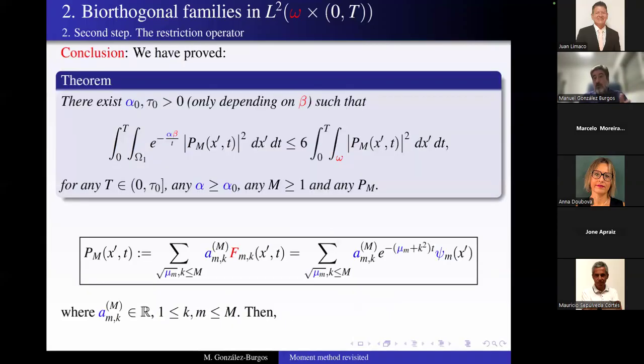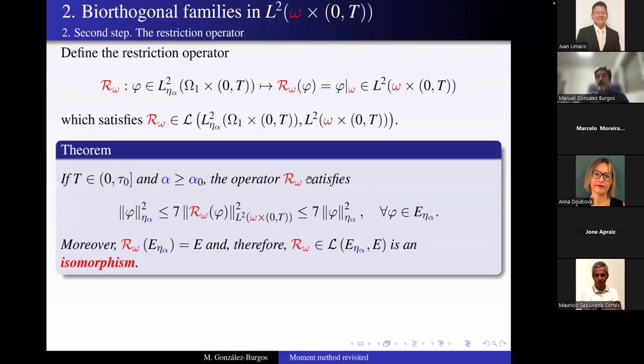Then, from the previous result, we can prove this result. If t is less than or equal to T0, and alpha is greater than or equal to alpha 0, in this case, R omega satisfies these inequalities. The norm of phi in the space L2 of eta alpha is less than or equal to 7 times the restriction of phi in L2 of little omega. At the same time, it is less or equal to 7 times phi in L2 of eta alpha. And in fact, R omega, this restriction operator, is an isomorphism between these spaces. Okay, the result is very technical, but in any way, this result gives us the solution.